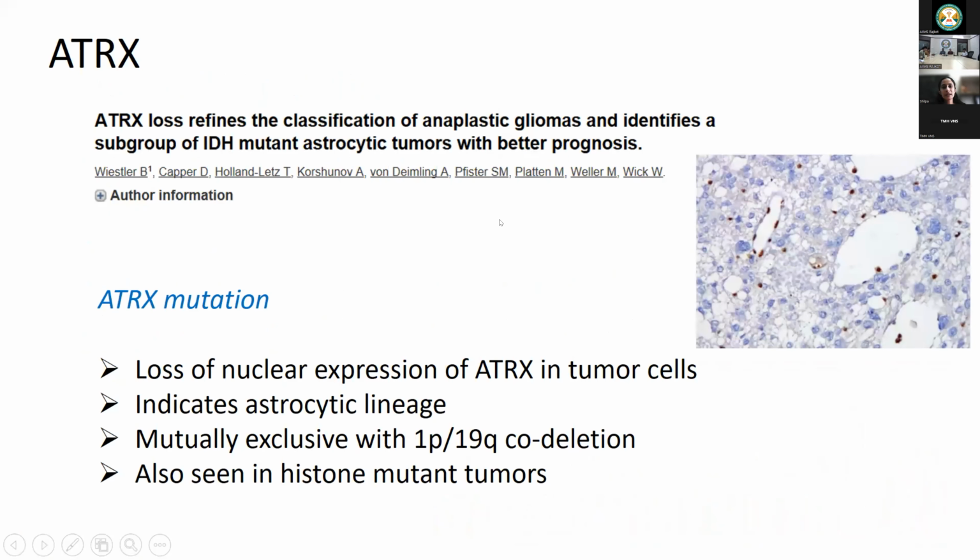So coming to ATRX, which is again an IHC marker that can be used. Here we look for negativity, that is loss of expression, with respect to the internal control which has taken up ATRX immunopositivity. Loss of ATRX indicates that the tumor belongs to astrocytic lineage, and a very important point is that it is mutually exclusive with 1p19q codeletion. Note that ATRX can also be lost in histone mutant tumors.